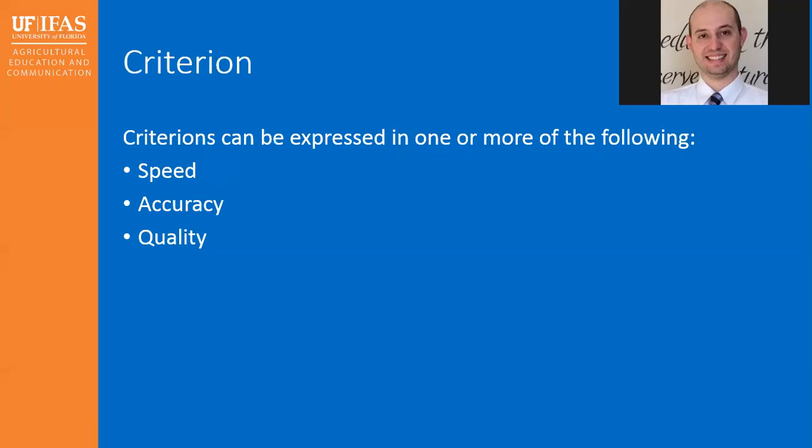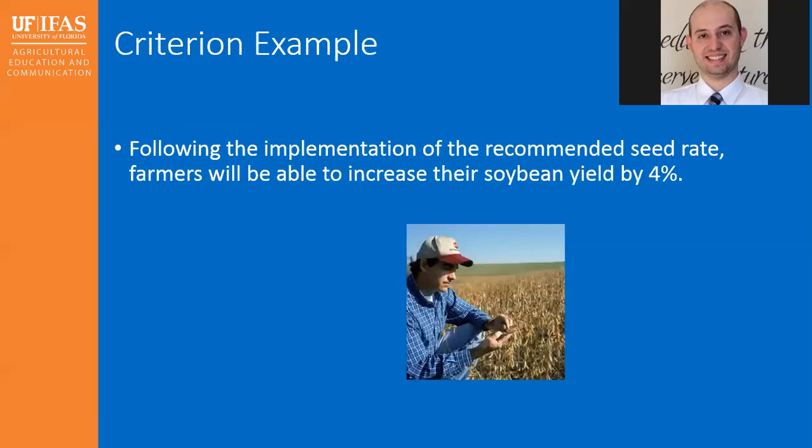So finally, there is criterion. And when you talk about criterion, it deals with things like speed, accuracy, and quality of performance. This slide provides an excellent example of the criterion characteristic. The criterion is a 4% increase in soybean yield. The criterion speaks to the quality of the performance carried out by the participant when adopting the recommended seed rate. This is viewed as an added measure to understand the effectiveness of the program.